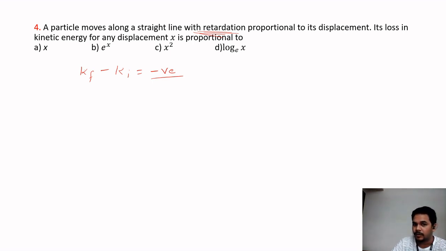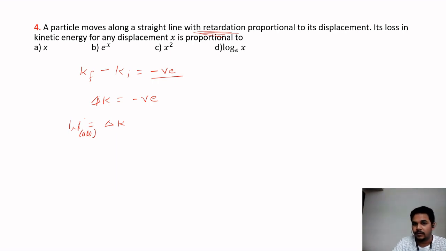K final minus K initial, here delta K in this case is going to become negative. So rather than writing positive, we have to write negative itself. Why? Because it is loss. So final speed is definitely going to be less than initial speed. That's why it is given retardation. So if I want to write the work energy theorem, it will be equal to the loss in kinetic energy. We know work done by all the forces will be equal to delta K.